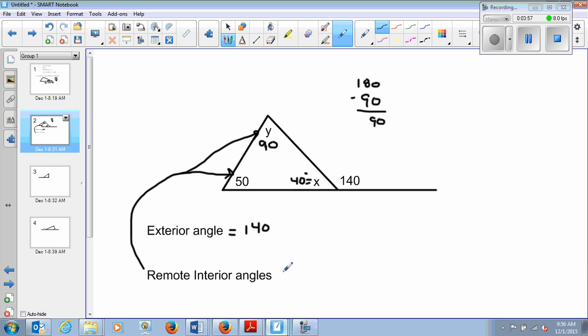Now I want you to look at what these two angles are. Our two remote interior angles are 50 and 90. Something here that you may see as a similarity is that 50 and 90 and 140: 50 plus 90 equals 140. So angles that are remote interior angles are always equal to the exterior angle. So if I didn't know what this was, I could solve for y right away, because 50 plus y is going to equal 140. 50 plus 90 does equal 140. So you can solve for it that way as well.